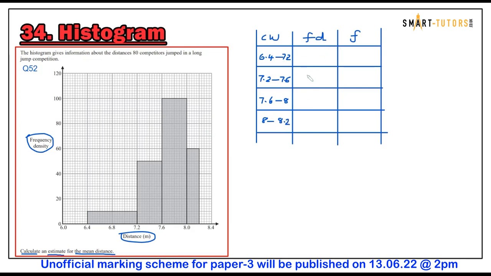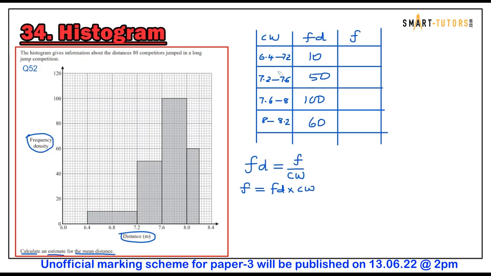Again, for frequency density, I'm reading the values 10, 50 and 160. These are the frequency densities given. Now we need to know how to get the frequency. Frequency density equals frequency divided by class width. So if you want the frequency, you multiply frequency density by class width.